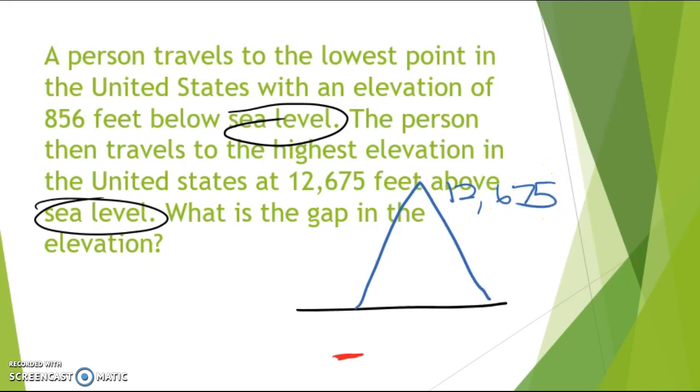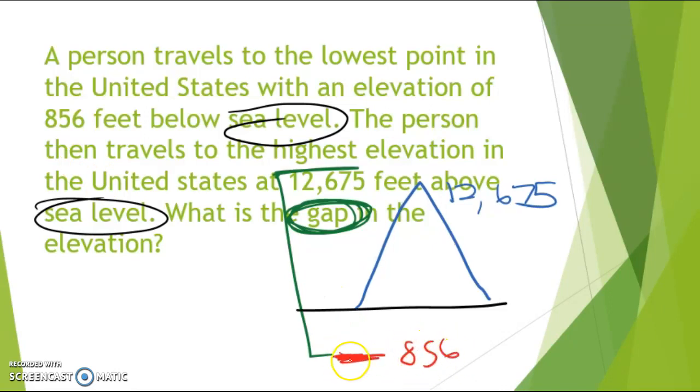And all I'm really wanting to find here is the distance between the two of them because I'm asking for the gap, okay? So when you're asking for the gap, same thing as asking for the range. When we find range, we always do biggest minus smallest. Let me write my number. This is 856 feet. So I'm looking for the gap. I know that my answer needs to be bigger than this 12,000 because I need all this space.